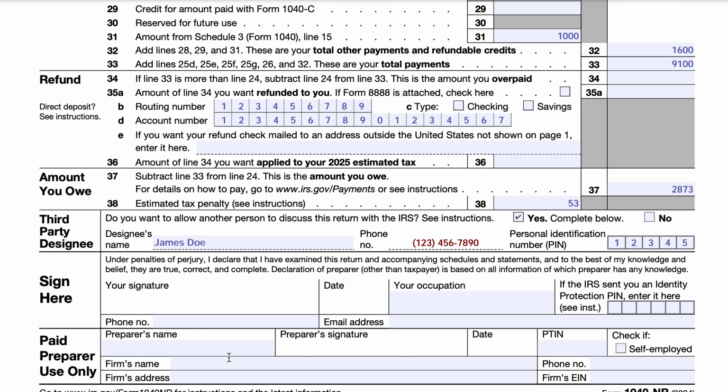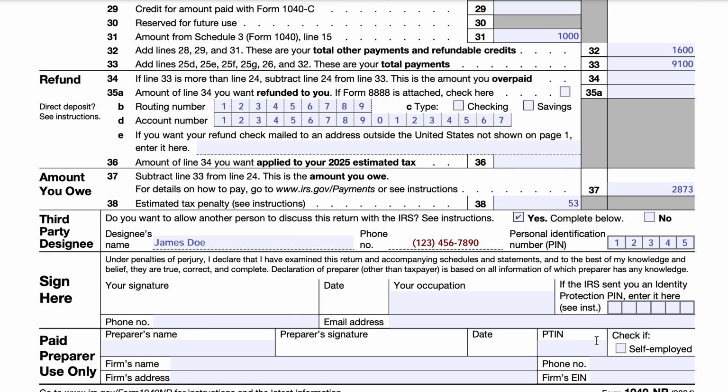Paid preparer, so this would be your accountant, H&R Block, whatever the case may be. So you should verify this, that their name is here, the firm's name and address is here. Their PTIN is a preparer tax ID number. So it's a unique number for each tax preparer that lets the IRS know who prepared this tax return for the taxpayer. And then they'll check if they're self-employed. They'll put their firm's information here. So don't accept a tax return if it doesn't have a PTIN listed here.